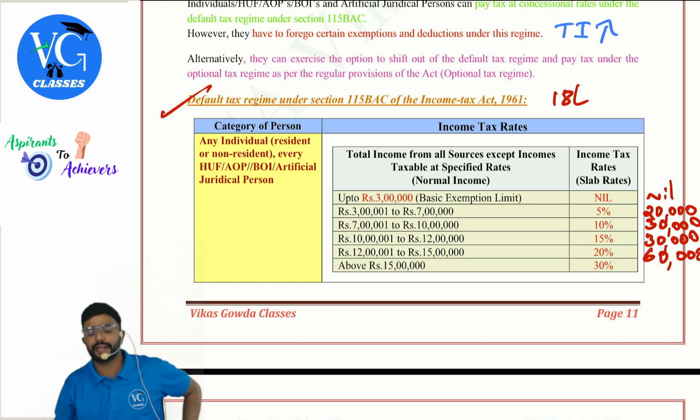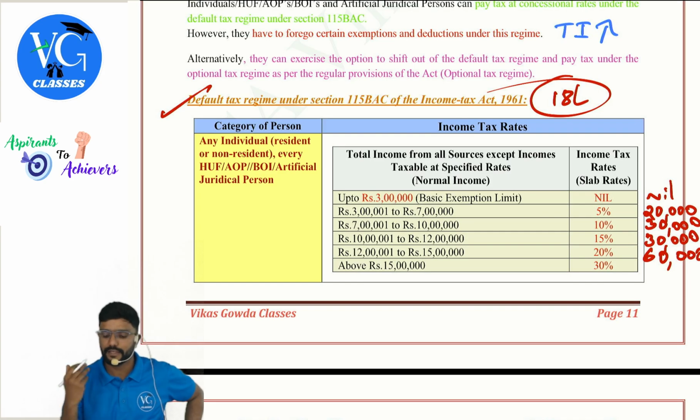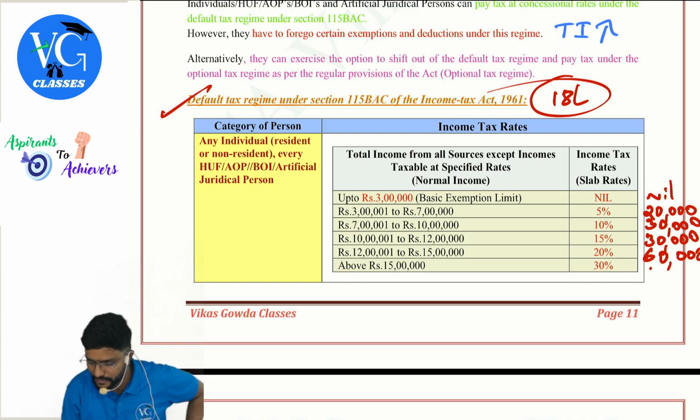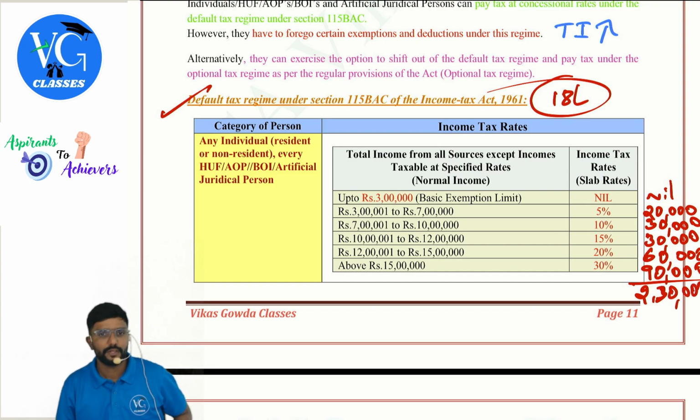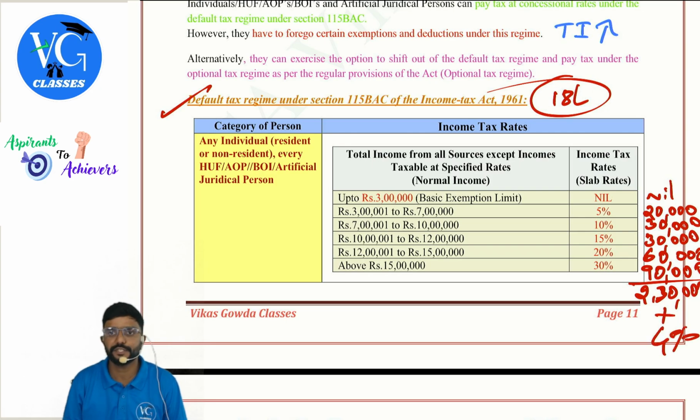Next, above 15 lakh. What is the total income I told? 18 lakh. Above 15 lakh, how much is there? 3 lakh. 3 lakh into 30%, 90,000. Total of 230,000. No rebate, no surcharge in this case. So straight away 4% health and education cess you have to add and pay. I have just shown how you apply the slab rates.